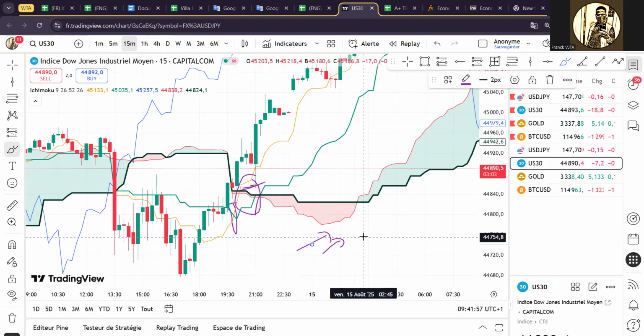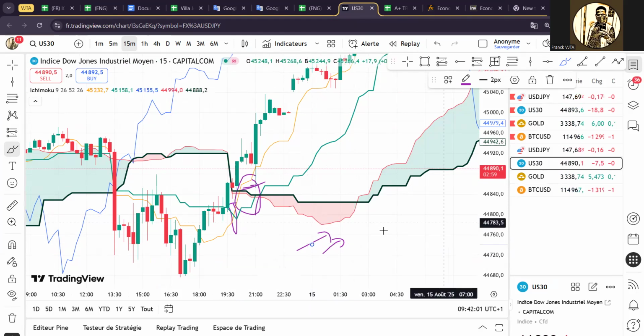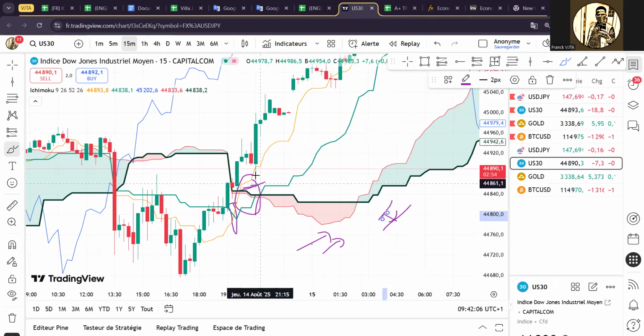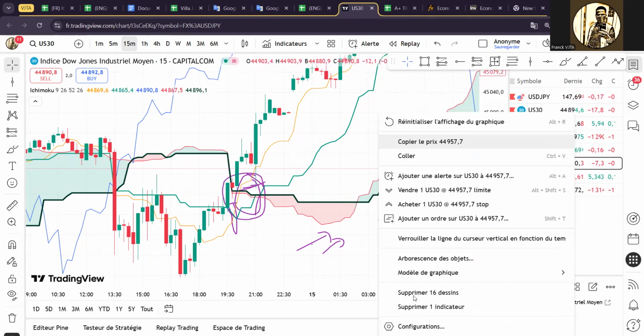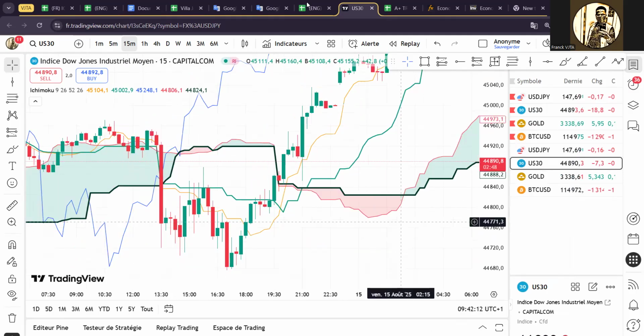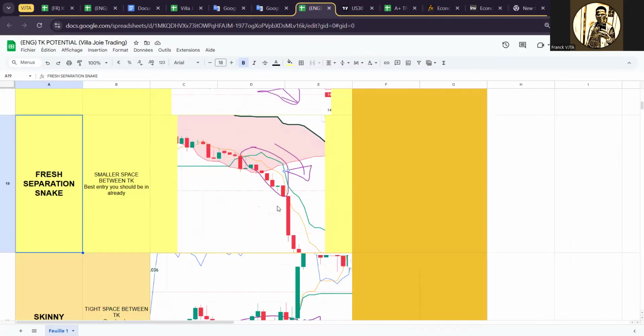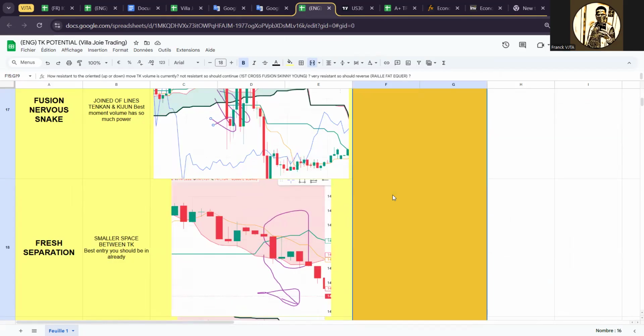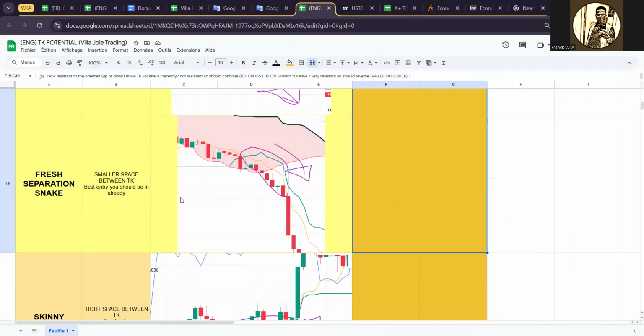My best snakes are when there is a small space between Tenkan and Kijun, like this one. That's the fresh separation with snakes. That's what I'm talking about. That's why Ichimoku is good, and it's the best time to enter there. Just be ready to enter. Don't miss it out. Don't joke around. Don't start arguing with the price right here.